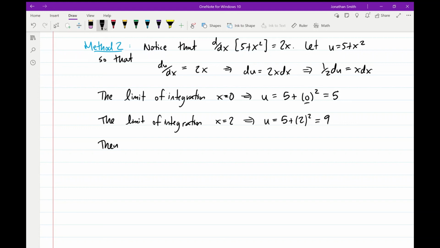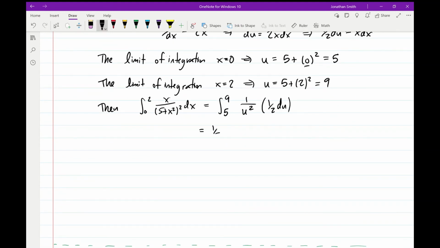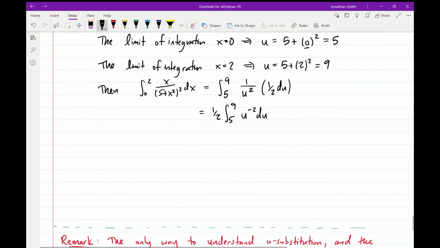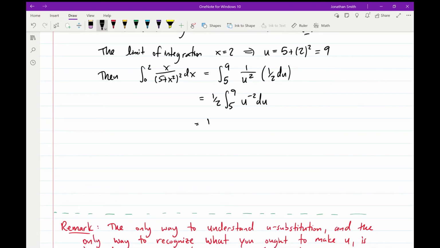And now we can take our original definite integral and rewrite it. We started with the integral from 0 to 2 of x over (5 plus x squared) squared dx. But now this is going to be equal to the integral from 5 to 9, and now we can do our substitution. So we have 1 over u squared times 1/2 du. Now we can take the 1/2 and pull it out of the integral. We get 1/2 times the integral from 5 to 9 of 1 over u squared du. I'm just going to rewrite this as u to the minus 2 du. All right, and now let's look for an antiderivative. I have 1/2 times minus u to the minus 1 evaluated from 5 to 9.